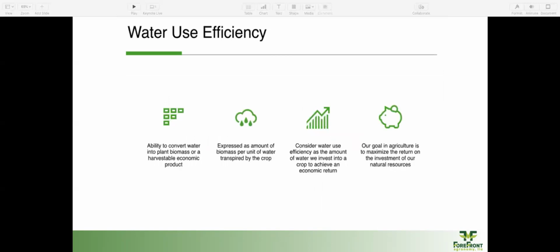So as we think about water use efficiency, really it's the ability to convert water into plant biomass that we can actually harvest and get paid for. And it's expressed as the amount of biomass per unit of water, so yield per inch of water in our case. And really we want to consider our water use efficiency as the amount of water we invest into that crop to achieve an economic return. And our goal in agriculture is to produce the biggest return on our investment of our natural resources. And this is a natural resource that is not renewing. And we need to be able to take advantage of as much of it as we can.